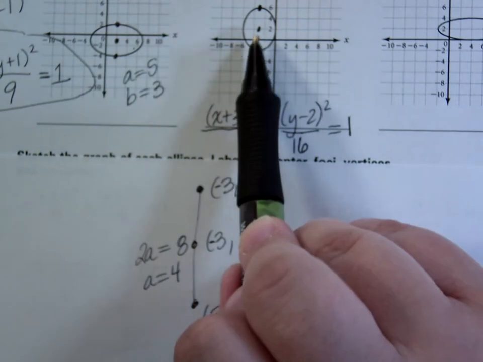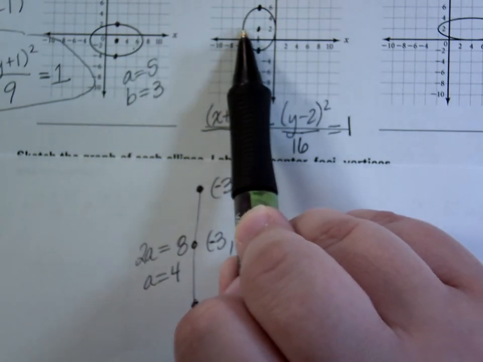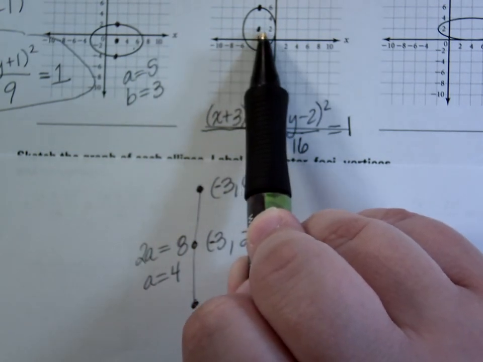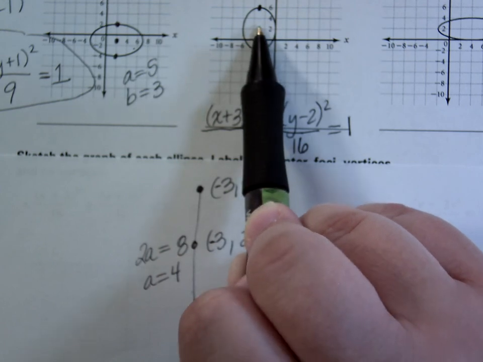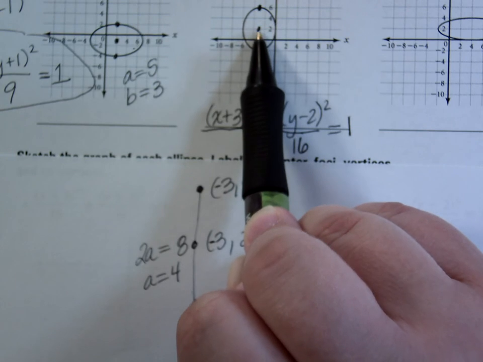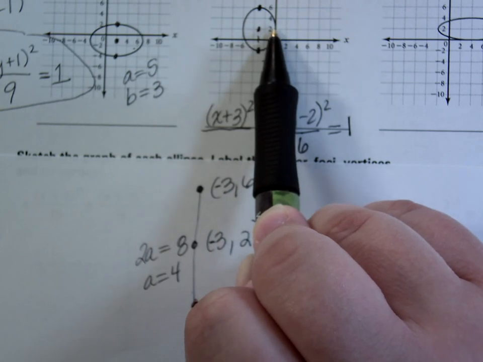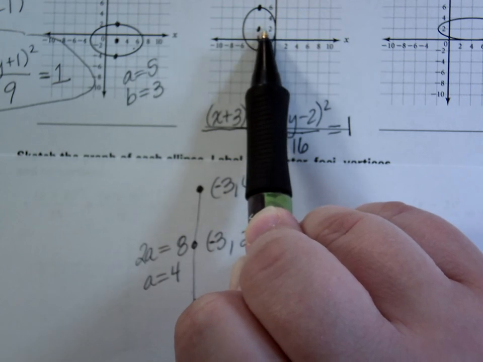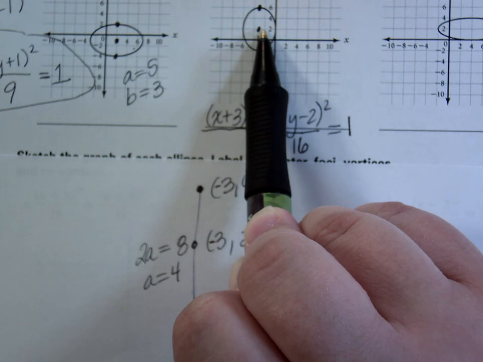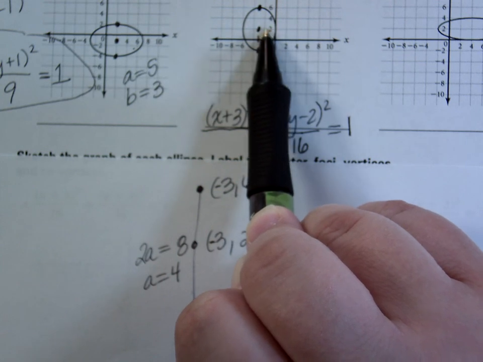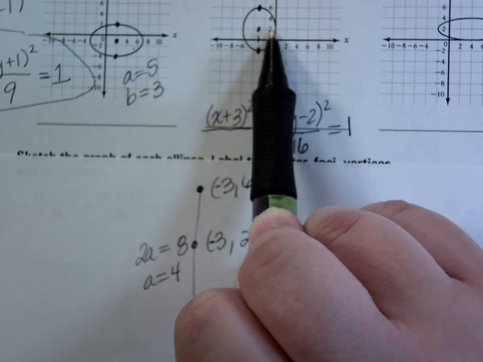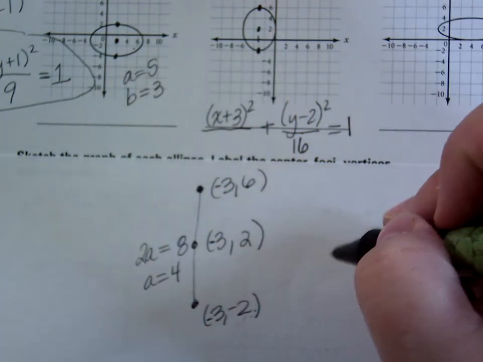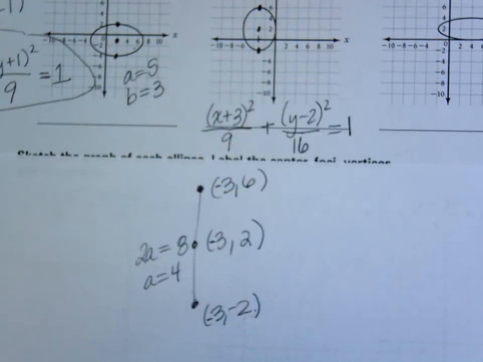Now I need to find b. It's the distance from the center to the co-vertices. So this is at -3, this is at 0. I'm talking on the x-axis. So from -3 back to 0 is 3. Or you could say this is 1, if it's one half of a box, and then plus 2, that's 3. So my b is 3. B squared goes in the other place.